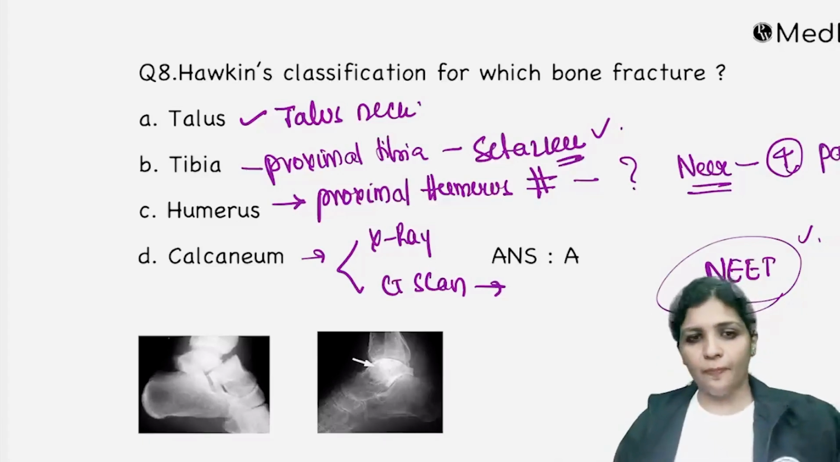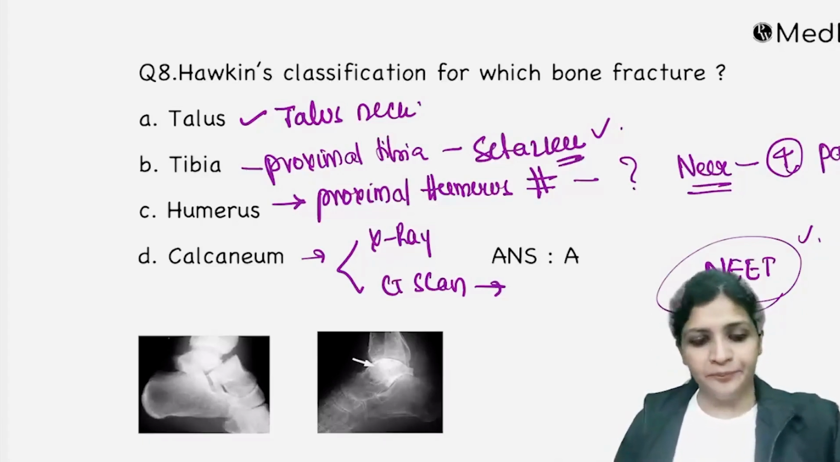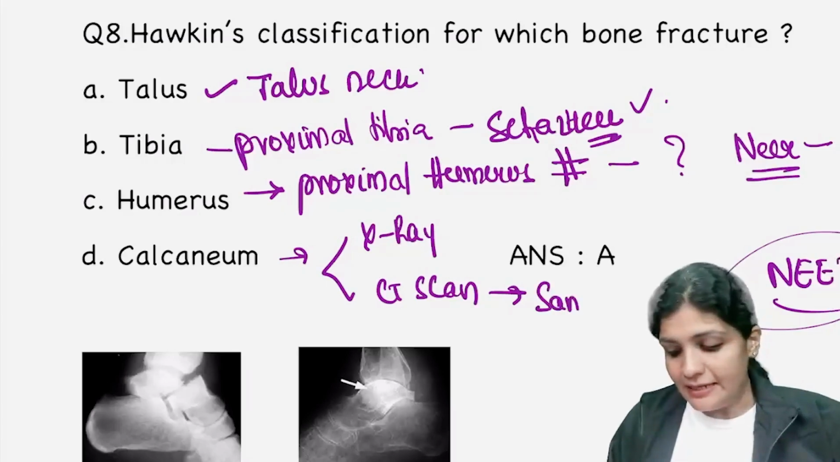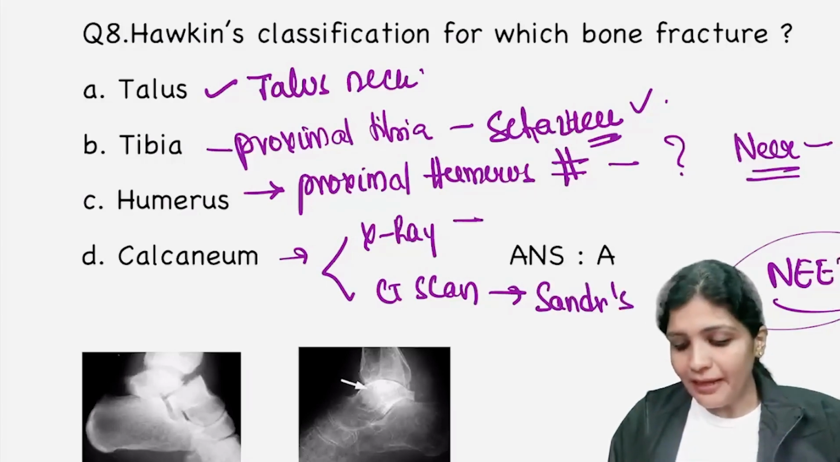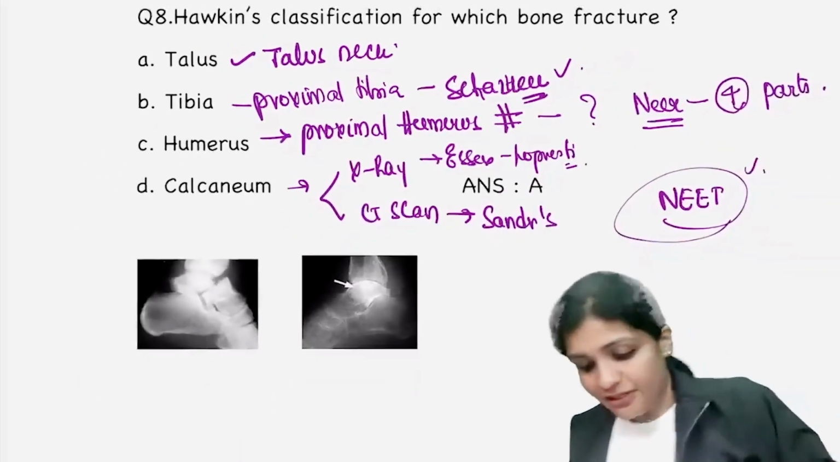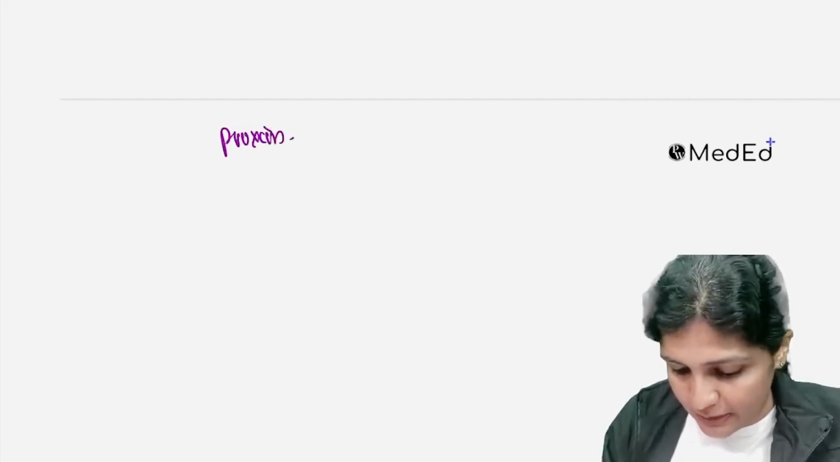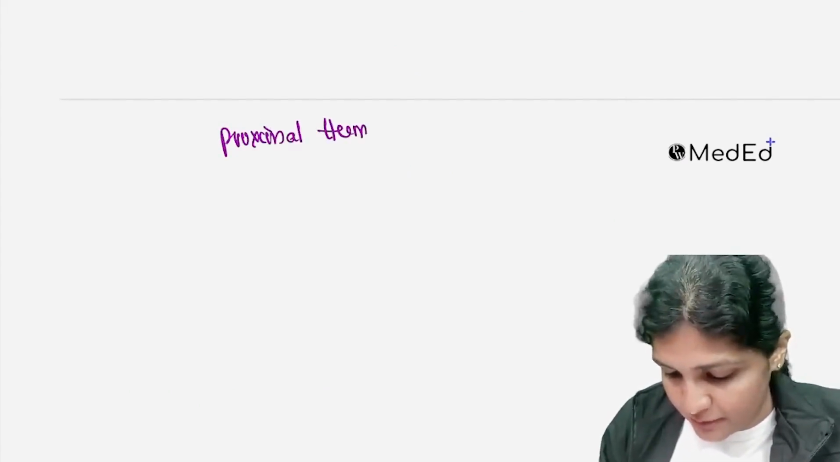Then the calcaneum. Yes, CT scan, it is the Sanders classification. X-ray, it is Essex-Lopresti classification. Okay, now we have finished a few of them. So let us read everything. First is your proximal humerus. It is the Neer classification, right?